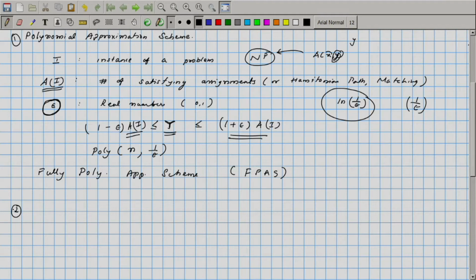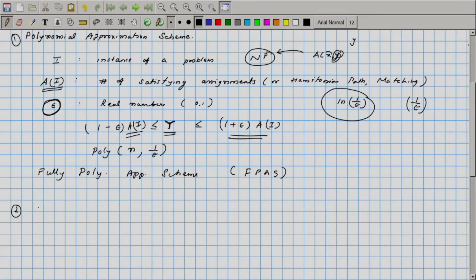The second notion that we will have is we will allow our answers to be, let us say, randomized. So we will think of randomized approximation schemes.